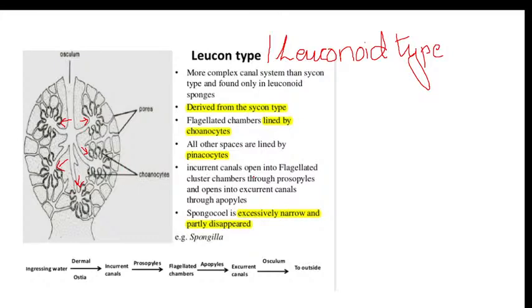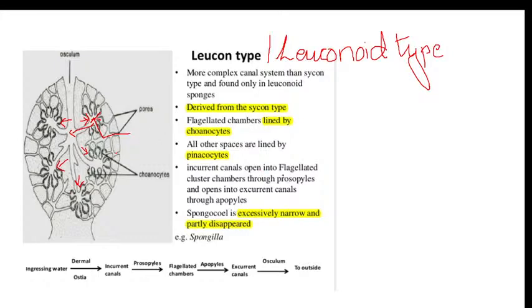So incurrent canals open into the flagellated cluster. This is the incurrent canal. After the water reaches through the incurrent canal, it opens into this chamber. The water enters it, reaches every cell, and from there it comes back to the spongocoel. So what is the specialty of the leuconoid type? The spongocoel is very, very narrow. In asconoid there is a large spongocoel, in sycanoid a somewhat smaller spongocoel. In leuconoid, the spongocoel is very much reduced.